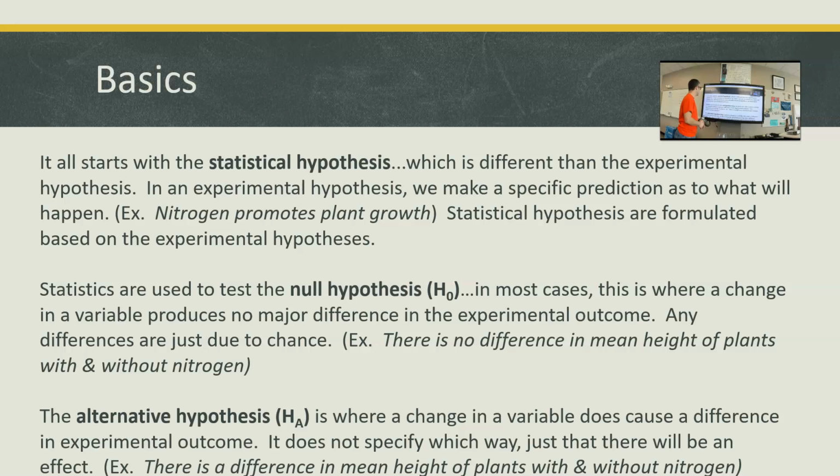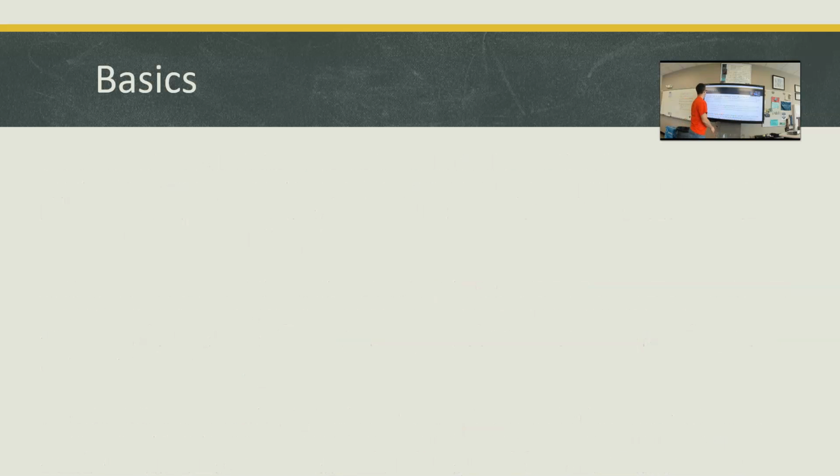All right? The alternative hypothesis, the H sub A, is where the change in the variable does cause a difference in experimental outcome. It does not specify which way, positive or negative, just that there will be an effect. For example, there is a difference in the mean heights of plants with and without nitrogen. You see, your experimental hypothesis, the experimental one, may be that nitrogen will make it grow more. Your alternative hypothesis, the one that you use for statistics, will just be that there is going to be a change. You wouldn't say it would grow more or less, you just say there would be a change.